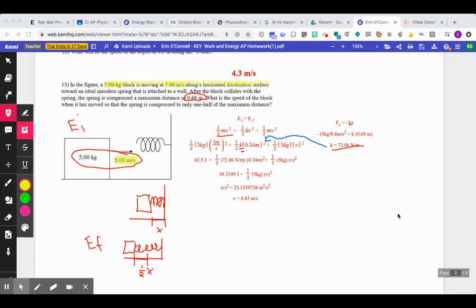We specifically want to know the speed of the block when it has moved so that the spring is compressed to only one half its maximum displacement. So that means that the block is halfway between the max compression point and leaving the end of the spring. So the spring is compressed halfway, but the block still has kinetic energy.